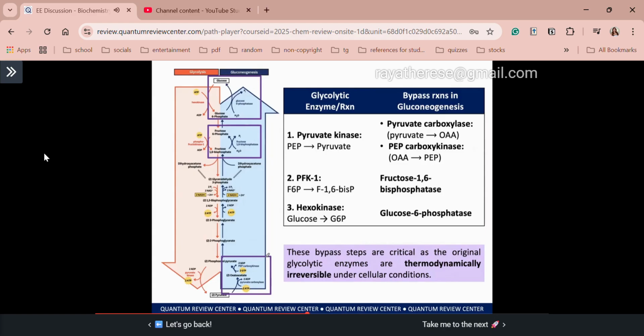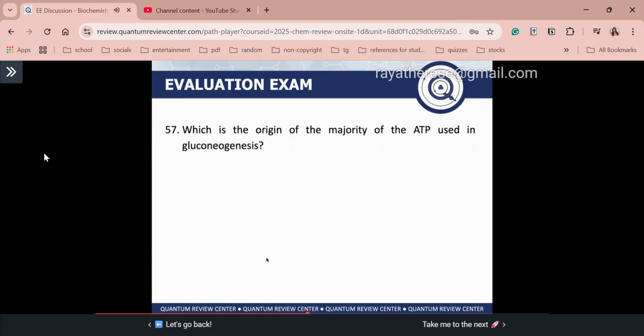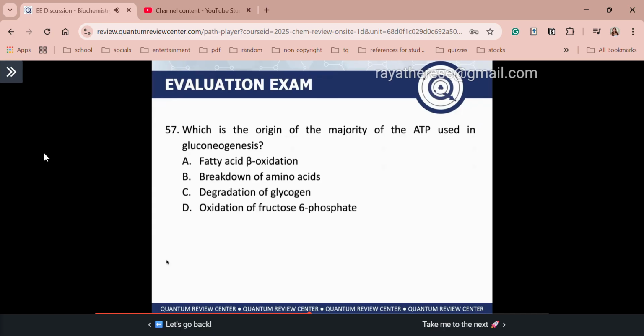Konti na lang class. We are now in our item number 57. So which is the origin of the majority of the ATP used in gluconeogenesis? Class, I will rephrase the question. Which of the following pathways in the choices produces large amounts of ATP? Let's check, diba? That's your tags. And which among the choices are about your lipid beta oxidation? That is letter A. Okay?